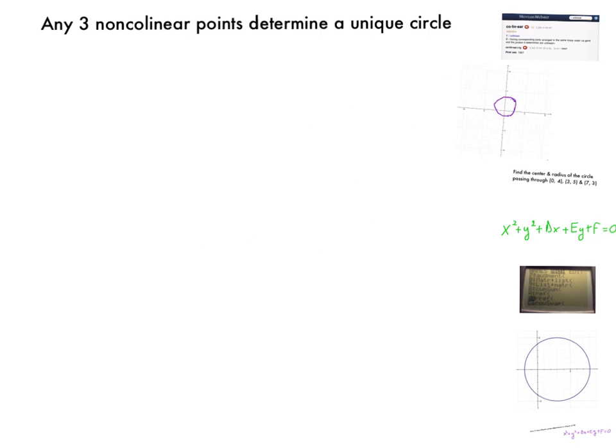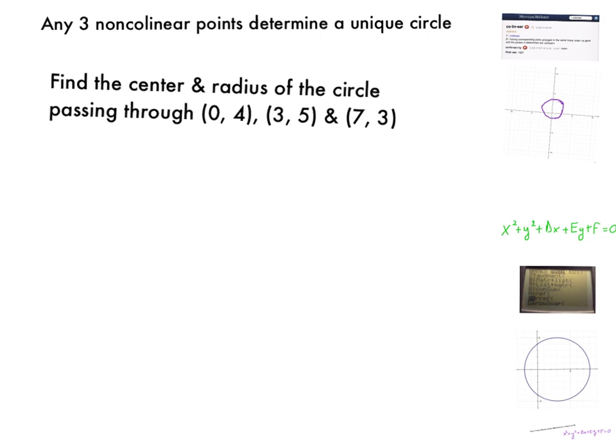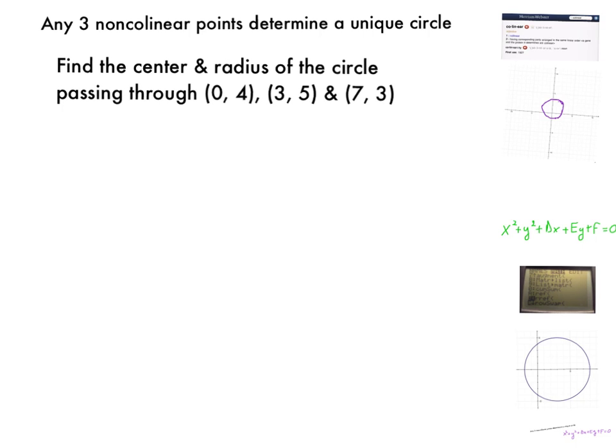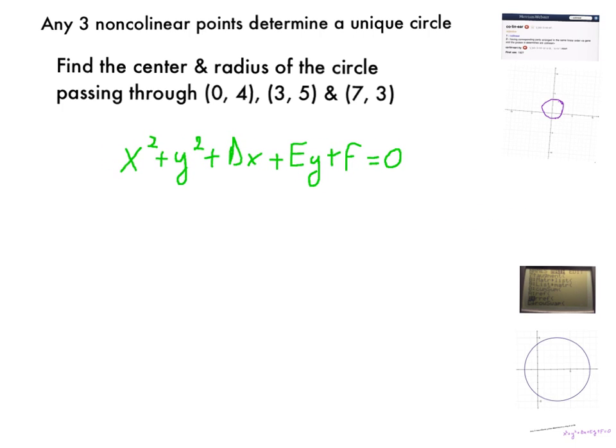Alright, let's do this problem here. We're going to try to find the center and radius of a circle passing through those 3 points. How do we do that? Let's start with the general form of the equation, which is right there. We talked about that earlier. Here we know what our x's and y's are. The x's and y's are given to us right here. So we're going to plug them in, and the variables are going to be d, e, and f, and those we don't know. So we have this point, 0, 4, 3, 5, and 7, 3.